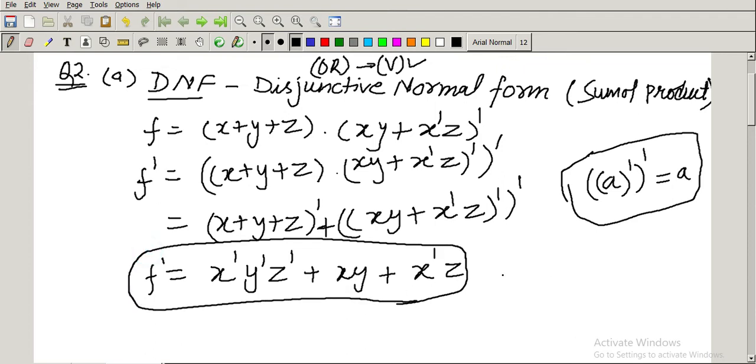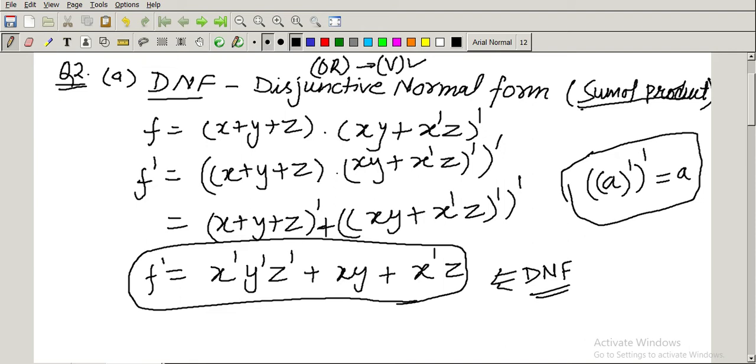So this is your disjunctive normal form, DNF, right. As you can see, this is a sum of product. These individual terms are in the product form, and these are added together, so it makes a sum of product form. In electronics it's called the sum of product, and in discrete mathematics it's called the disjunctive normal form. So please do remember this concept. Okay, now move to the next question.